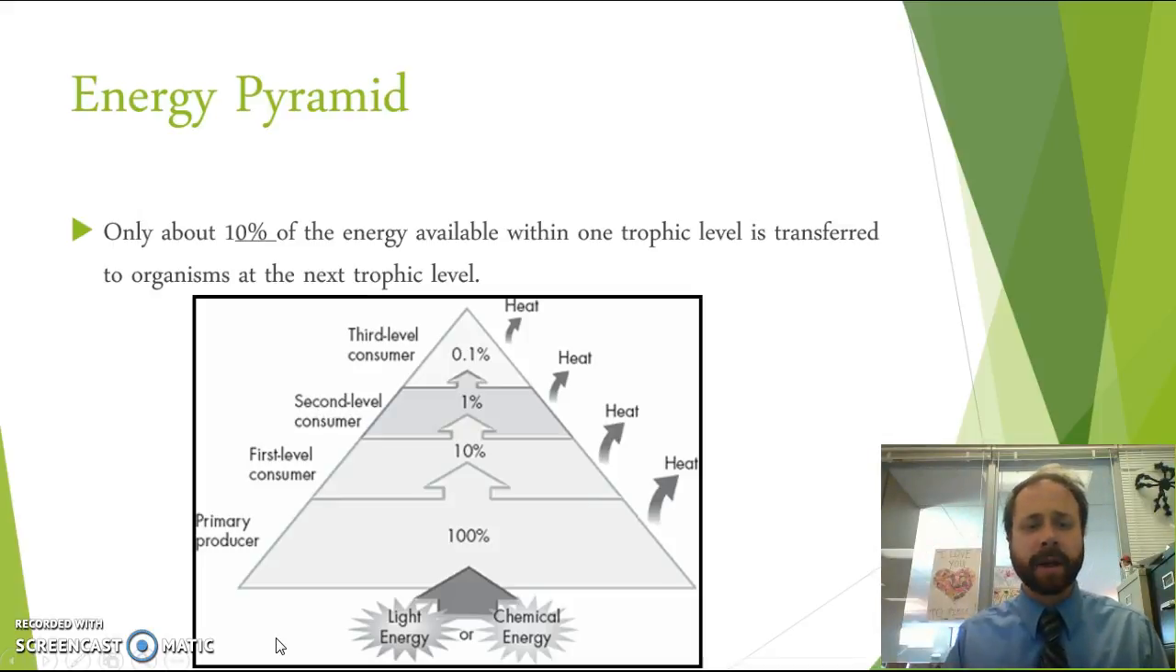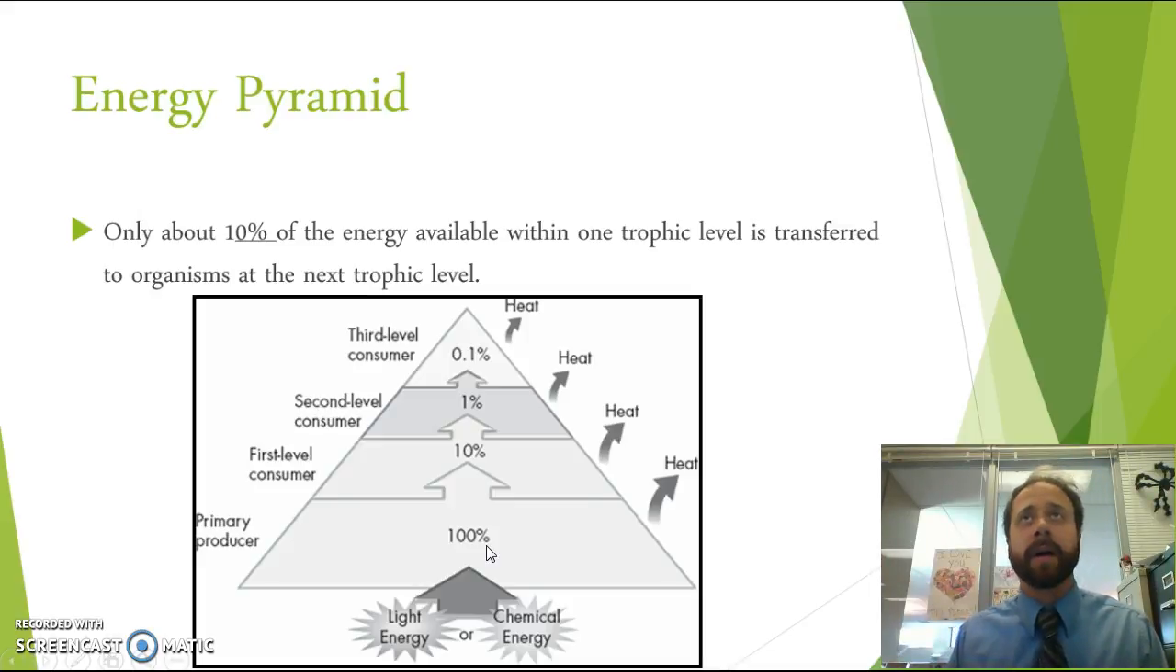So if we see here, if we have 100% of the sun's energy going into, let's say, some grasses, then the grasshoppers, let's say, which would be our first level consumers that are going to be eating the grass, they only get 10% of the sun's energy. And then above them, let's say a bird eats the grasshopper, it's only getting 10% of what the grasshopper had to offer. So now we're down to 1% of the sun's energy.